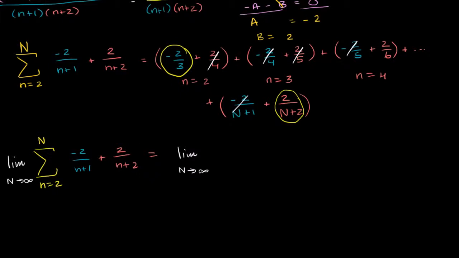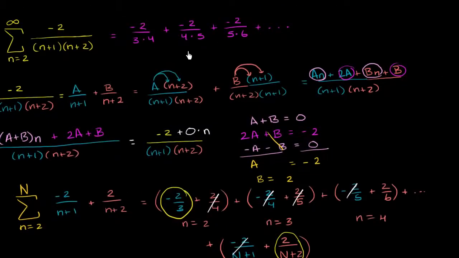This is negative 2/3 plus 2 over capital N plus 2. Well, as N goes to infinity, this negative 2/3 doesn't get impacted at all. This term right over here, 2 over an ever larger number, over an infinitely large number, is going to go to 0. And we're going to be left with negative 2/3. And we're done. We were able to figure out the sum of this infinite series.